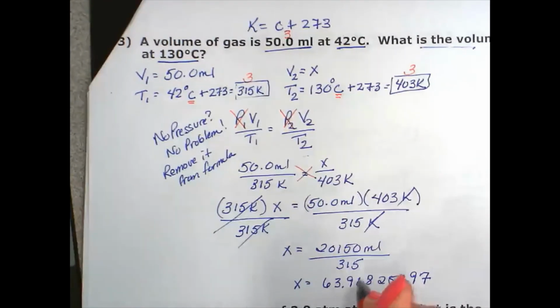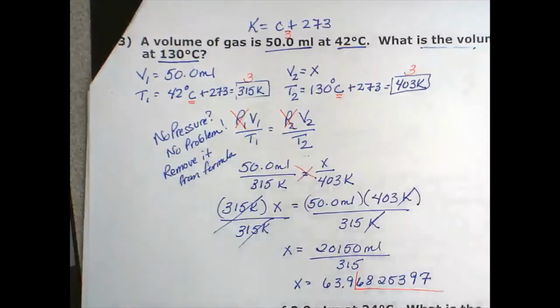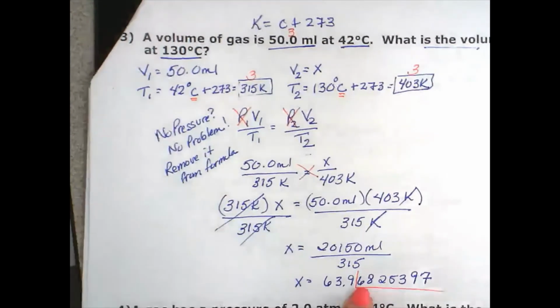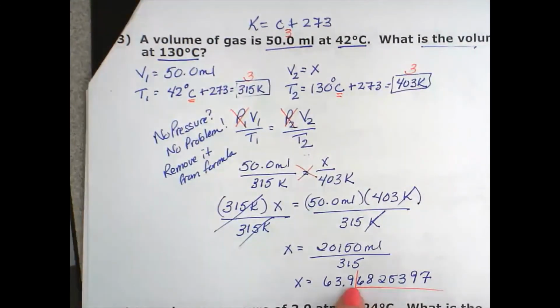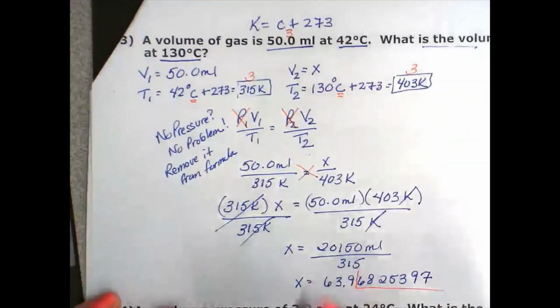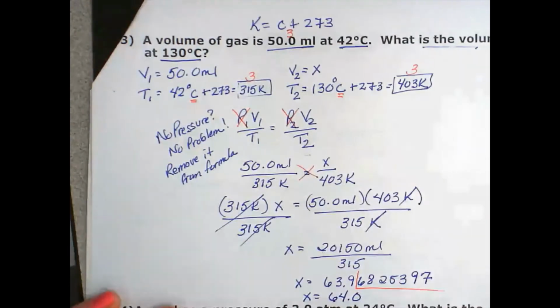So I'm going to keep the 6, the 3, and the 9. We cut off the 6, but the 6 is greater than 5. So the 9 that I'm keeping has to round up. And our answer should be 64.0 milliliters. There's our answer.